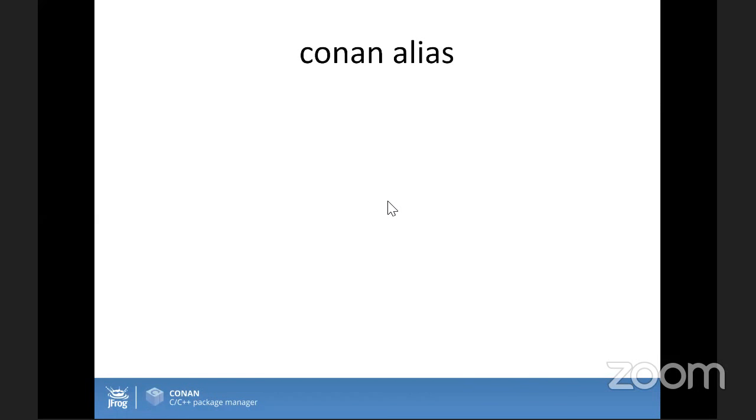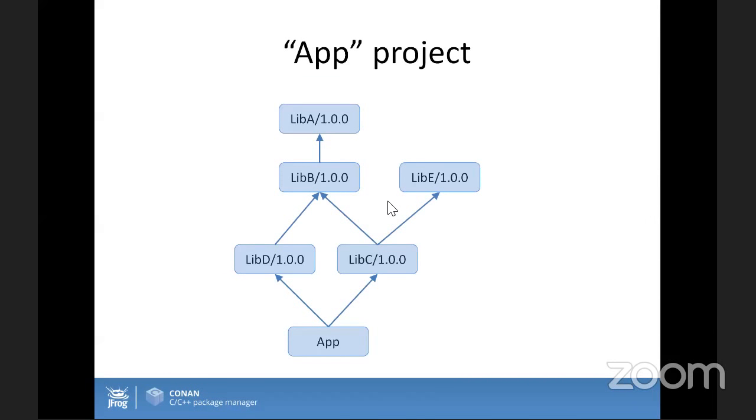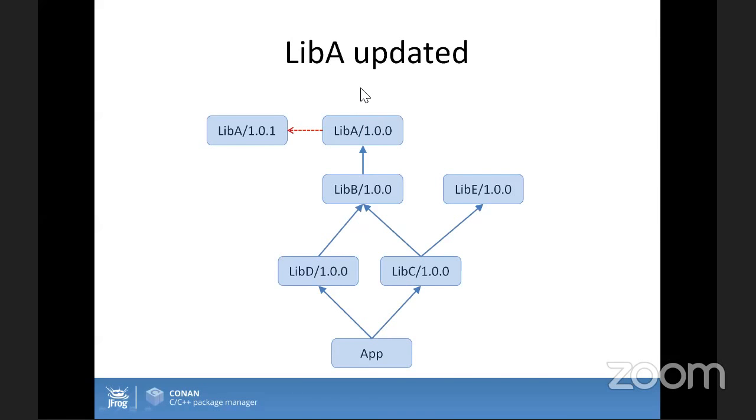Okay, and finally, to finish this webinar, I would like to introduce the Conan alias feature. The concept here is about updating your dependencies. So imagine that we have this dependency graph, and at the top we have a library lib_a version 1.0.0. Then a new version is released with some improvements, and lib_a 1.0.1 is released. So we have this dependency graph, but the rest of the application is still using the old lib_a 1.0.0. So how can we make the whole application use the new changes from 1.0.1?